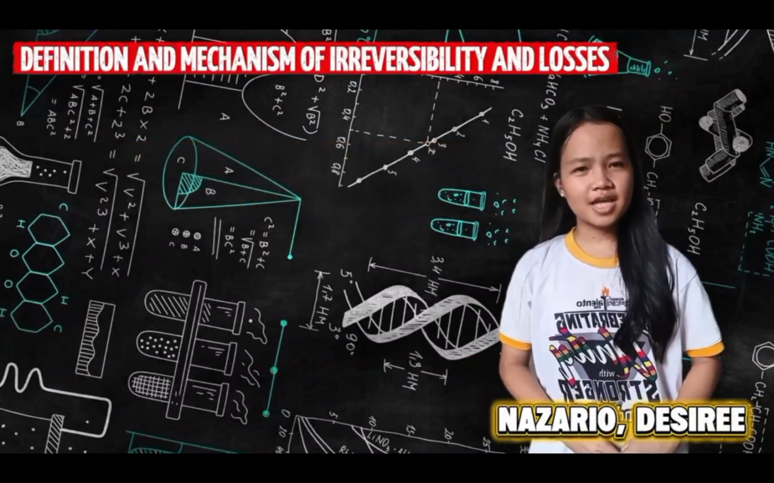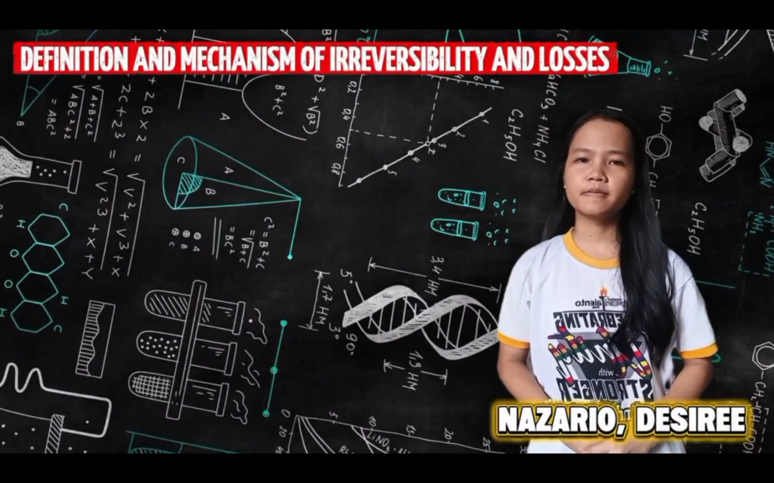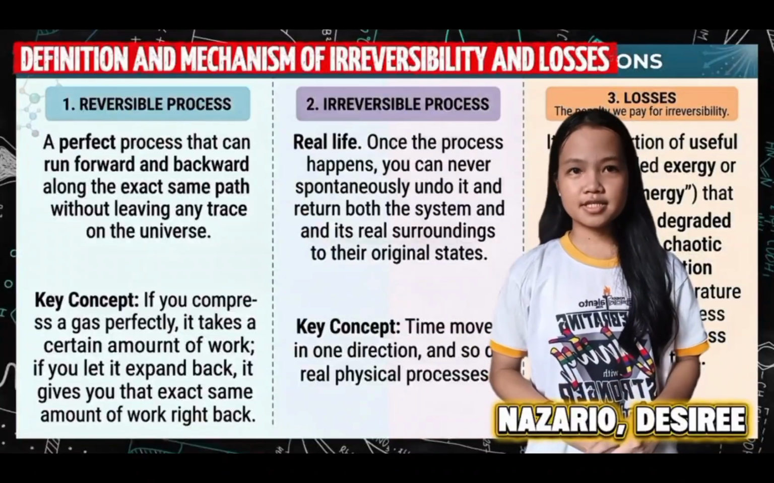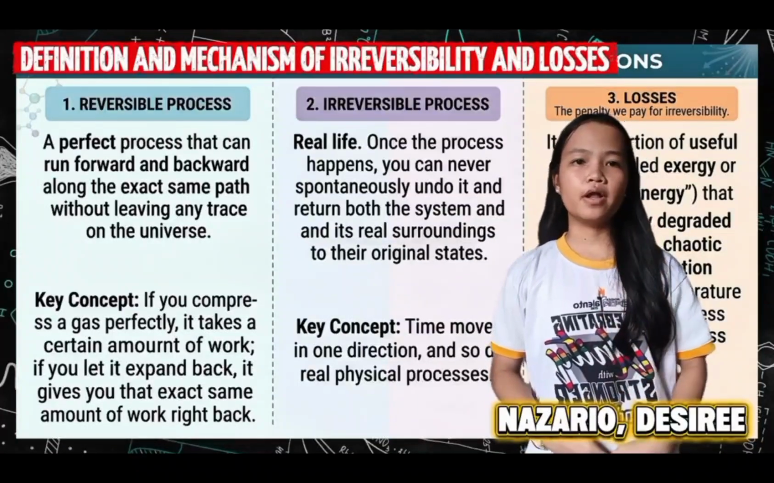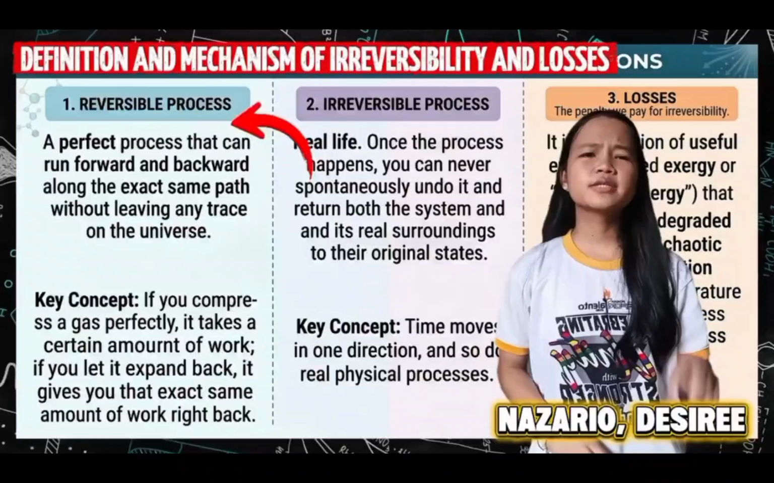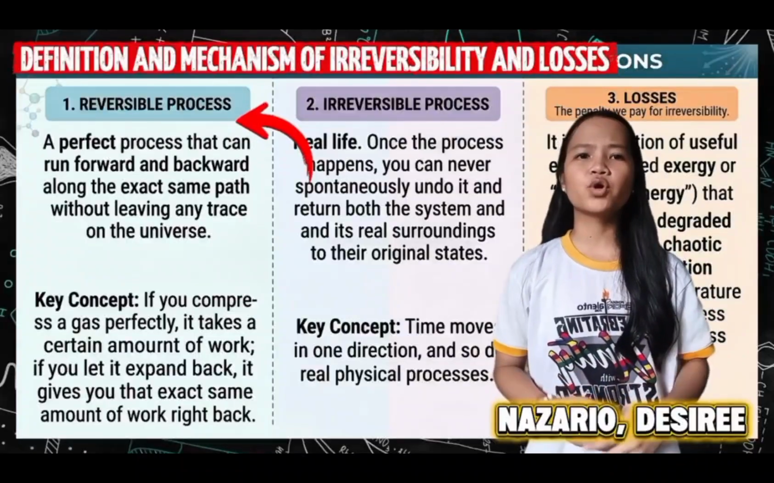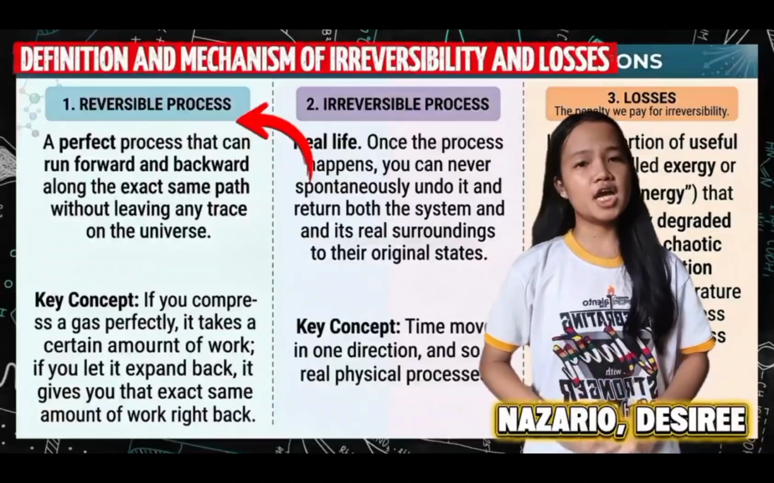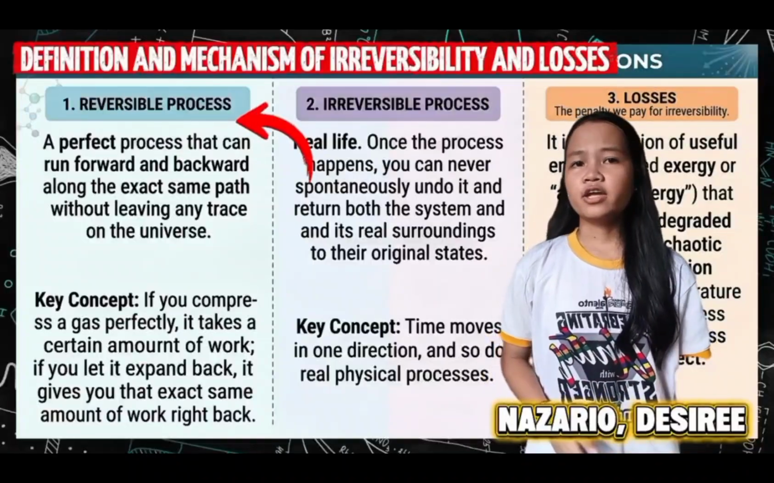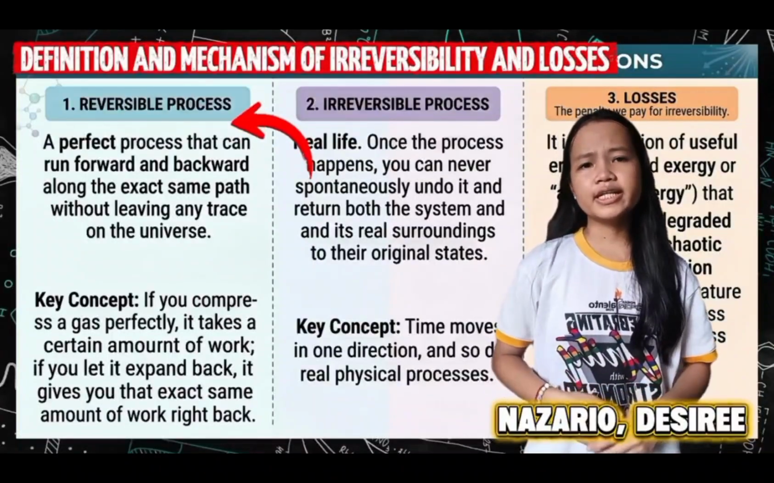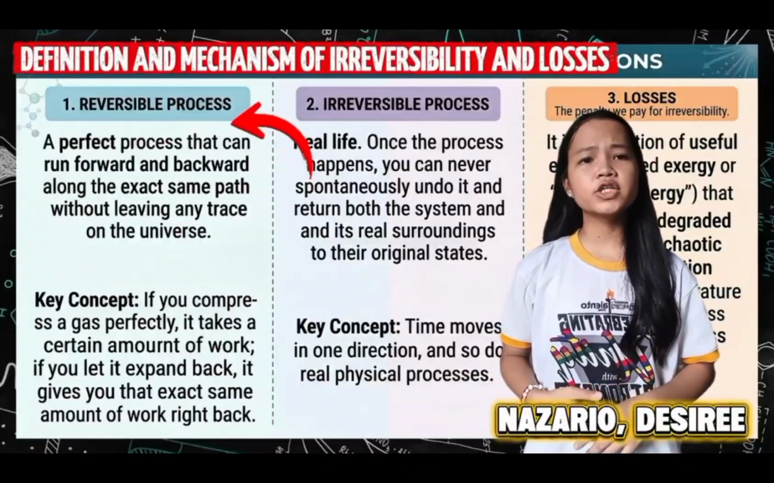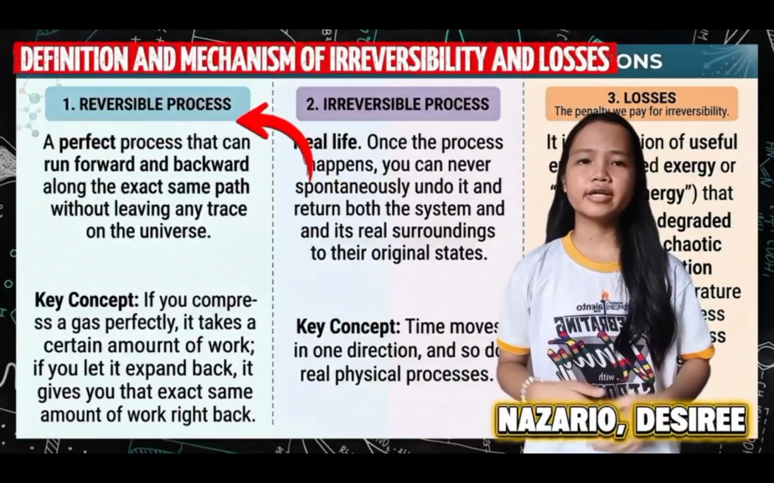Now let's break down exactly how this works scientifically. In a perfect imaginary world, a thermodynamic system would be completely reversible. When we say reversible, it is a perfect process that can run forward and backward along the exact same path without leaving any trace on the universe. Like if you compress a gas perfectly, it takes a certain amount of work, and if you let it expand back, it gives you that exact same amount of work right back.